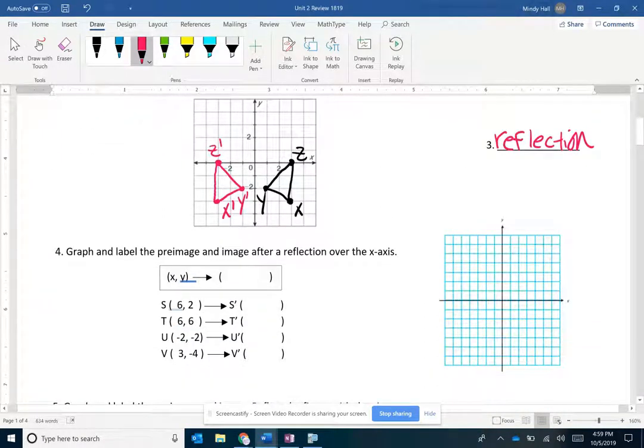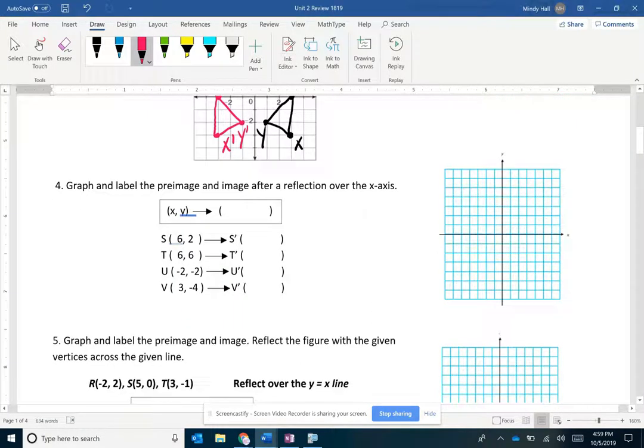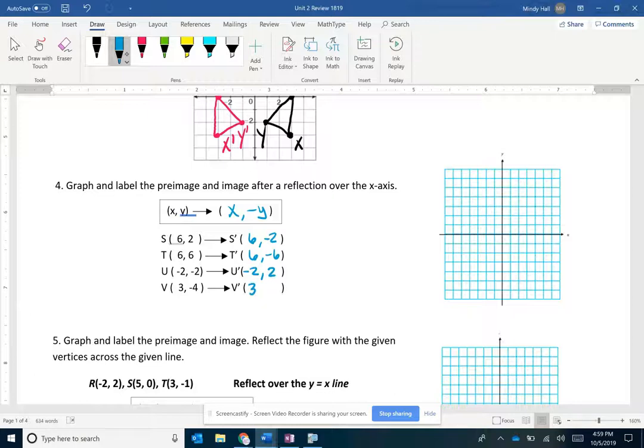So then we want to graph the image and pre-image after reflection over the x-axis. So if you recall, the rule over the x-axis is x and an opposite y, -y. So if S is at 6, 2, S prime would be at 6, -2. T prime would be at 6, -6. U prime would be at -2, 2, because again, we're just keeping the x value, changing the y value. And then V prime would be at 3, +4.